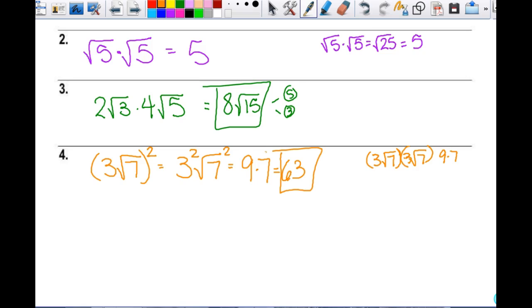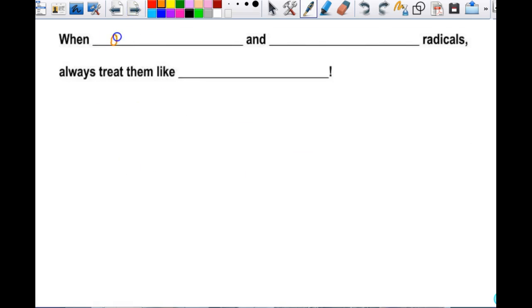All right, next part. So that's multiplying. When adding and subtracting radicals, always treat them like variables. You treat them like variables because remember, we don't get to mix and match much.